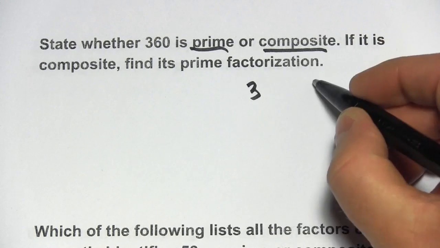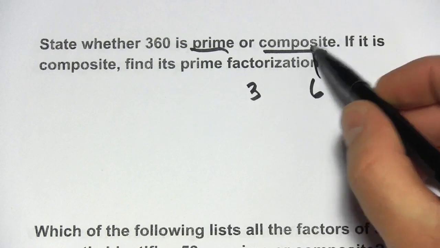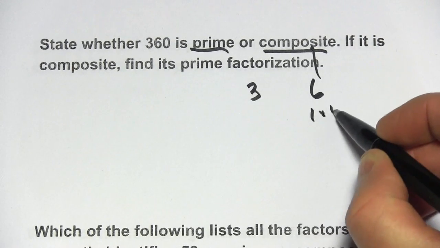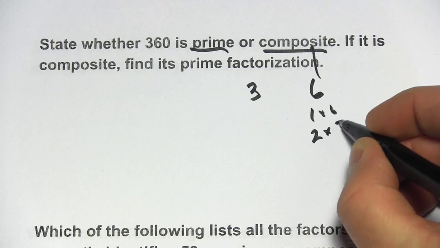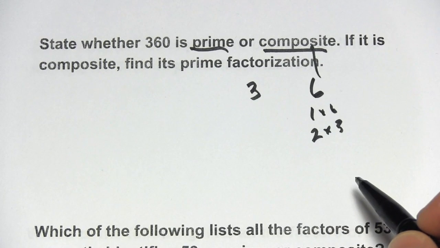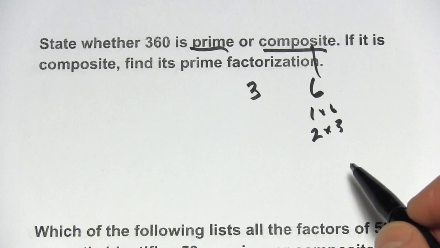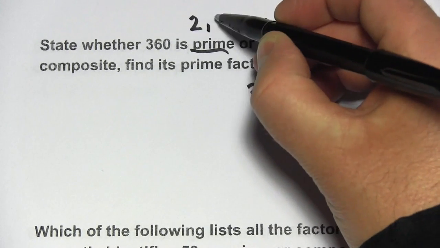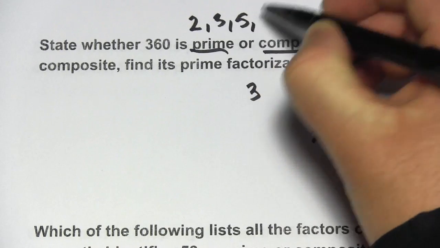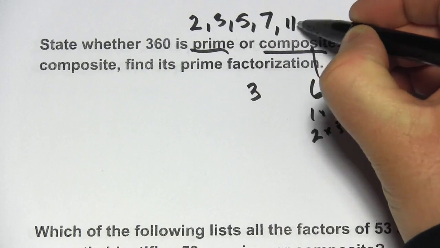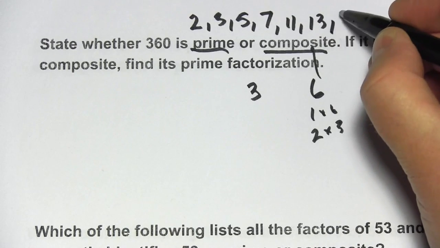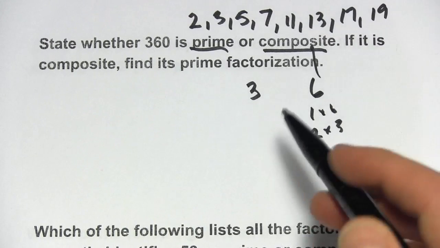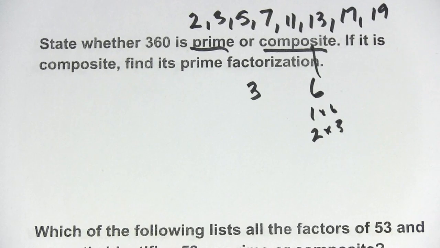But the number 6, for example, is composite because, well, 1 times 6 works, but so does 2 times 3. So it's got some other factors. Just to remind you about prime numbers, the first few prime numbers, we've got 2, 3, 5, 7, 11, 13, 17, 19. Those are the prime numbers under 20.